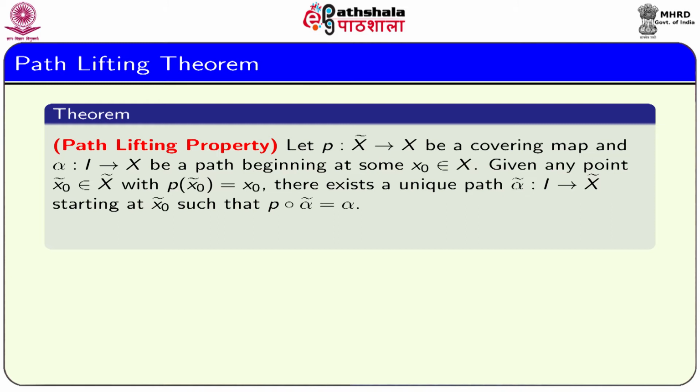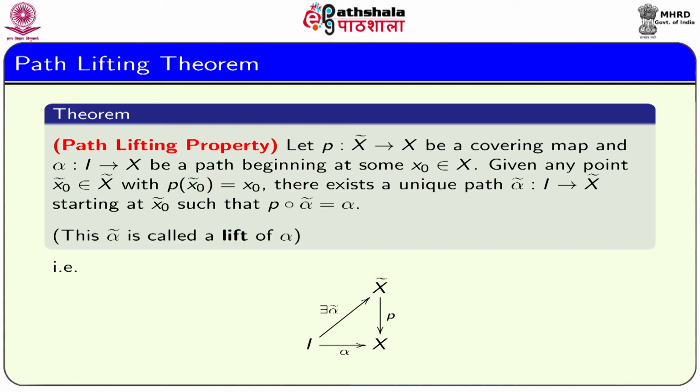Now we state the path lifting property of this covering map P from X tilde to X. Suppose P is a covering map from X tilde to X and alpha is a path beginning at some x0 belonging to capital X. Given any point x0 tilde in capital X tilde with P of x0 tilde equal to x0, there exists a unique path alpha tilde in X tilde starting at x0 tilde such that P composed alpha tilde is alpha. Then this alpha tilde is called a lift of alpha.